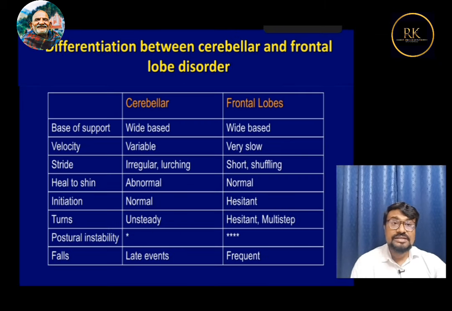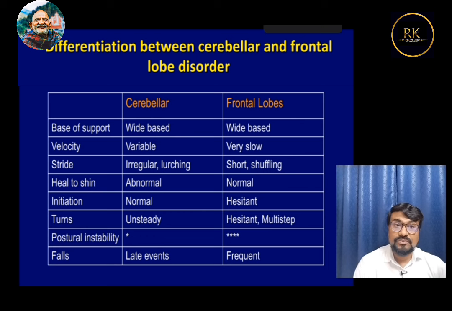How to differentiate cerebellar from frontal lobe disorders? In cerebellar ataxia, the patient will have a wide-based gait with variable velocity, irregular and lurching, and the heel-shin test will be abnormal. Initiation will be normal, turning will be unsteady, and postural imbalance will be present but not as marked as in frontal lobe disorders. Falls will be a late event.